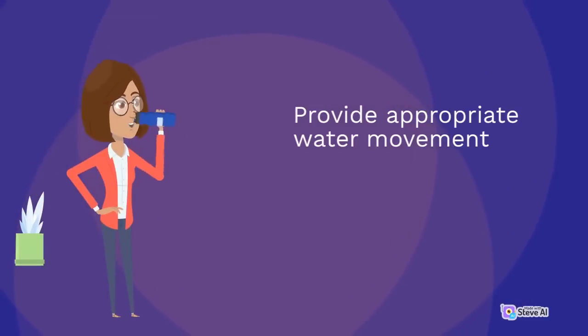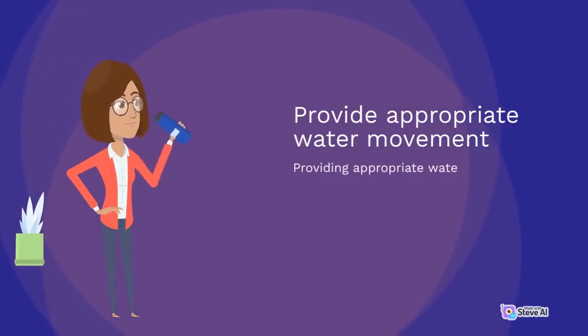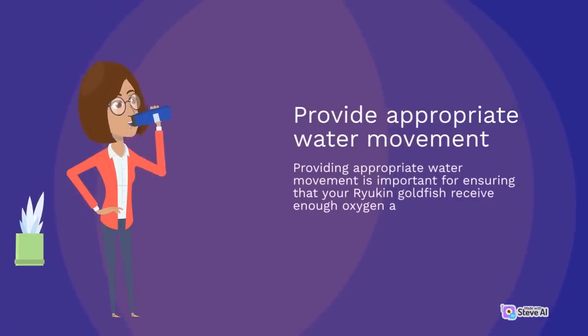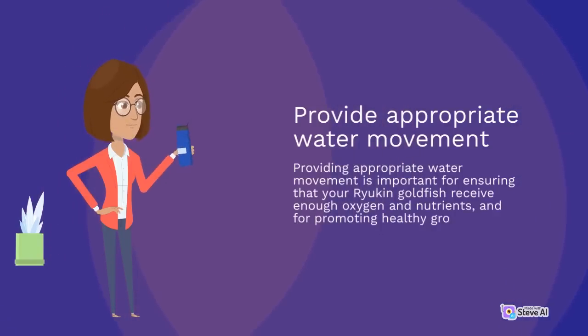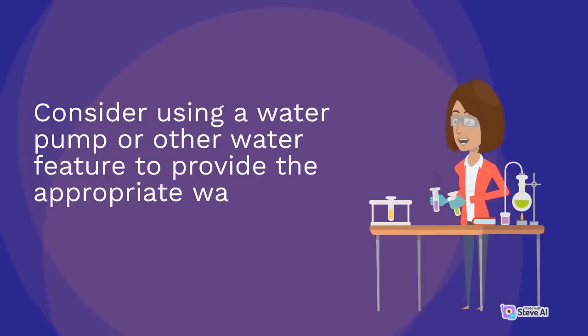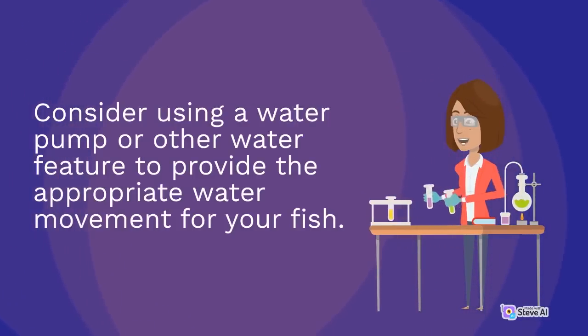Provide appropriate water movement. Providing appropriate water movement is important for ensuring that your Ryukyu goldfish receive enough oxygen and nutrients, and for promoting healthy growth. Consider using a water pump or other water feature to provide the appropriate water movement for your fish.